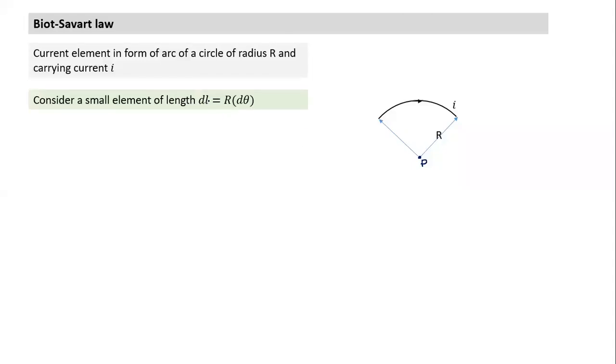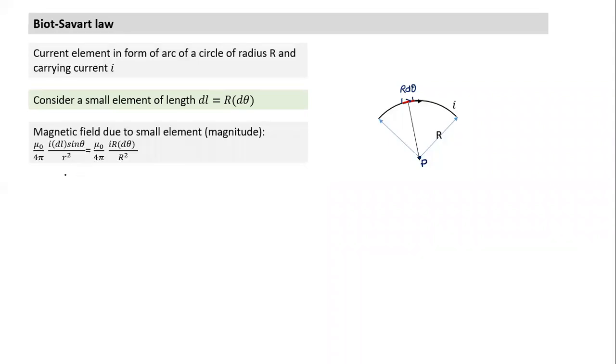Consider a small element of length dl, which makes an angle d theta at the center. So this is the small element, and it makes an angle d theta at the center. So length becomes r d theta, and this is the direction of current. Can we find the field at point P due to this small element? Let's see, can we apply the formula? This is my formula. First of all, direction. I find the direction using the right hand thumb rule. The direction of field will be like this. Direction is into the plane of the paper.